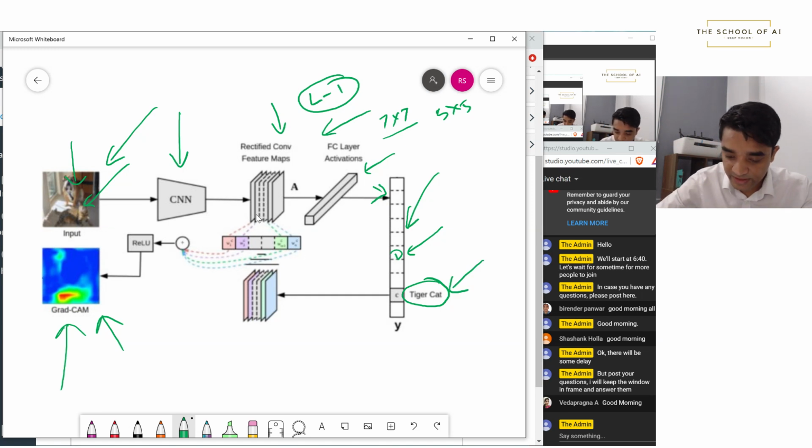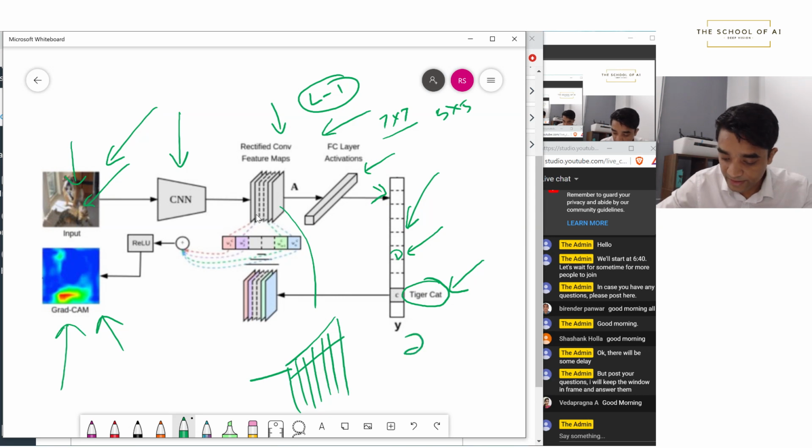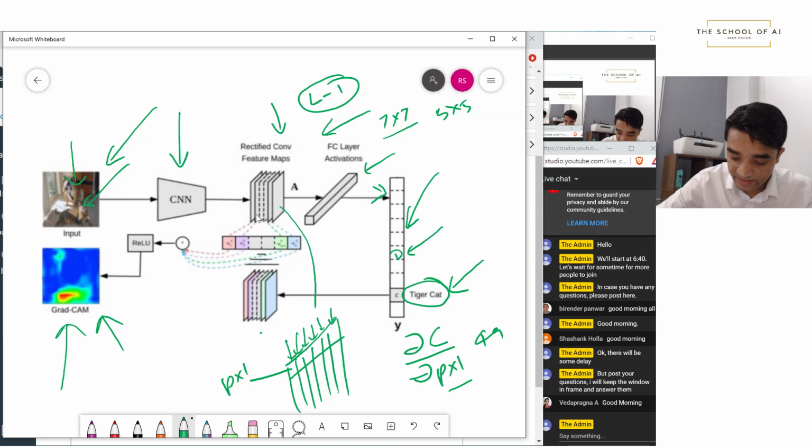What we do is we take this particular channel, and let's say this channel is 7 cross 7. We take a particular pixel. We calculate the gradient change of cat with respect to this particular pixel. Let's say we call this px1. We do this for every single pixel: this one, this one, and this one. So we're going to do it 49 times for each channel because we have 49 pixels, and that gives us these channels, right?